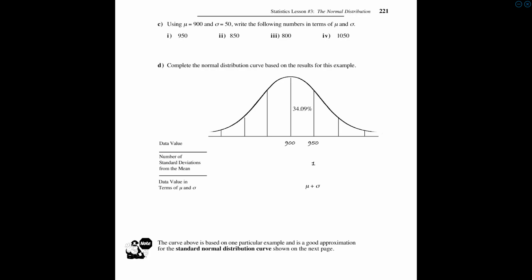The first one, mu is 900 and sigma is 50, then this is equal to mu plus sigma, right? This is 1 standard deviation. The 850 then would be mu minus sigma. This is 1 sigma under the mean. Okay, 800. How did you get there using how many sigma?